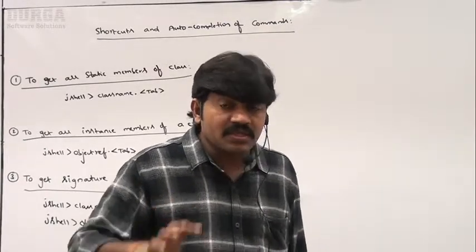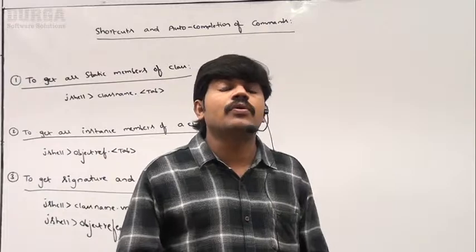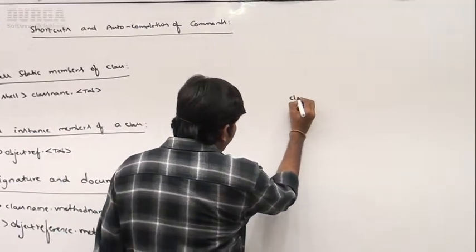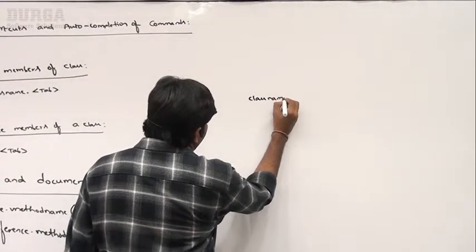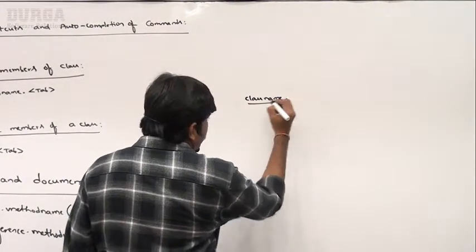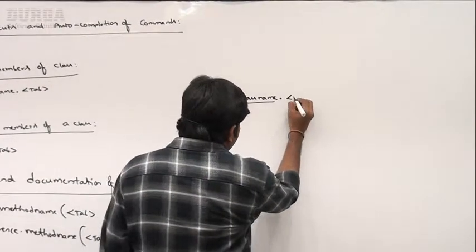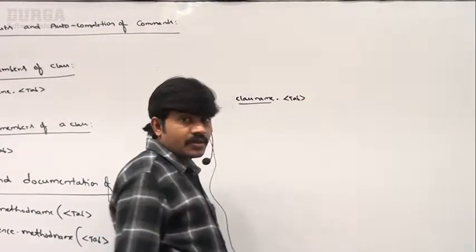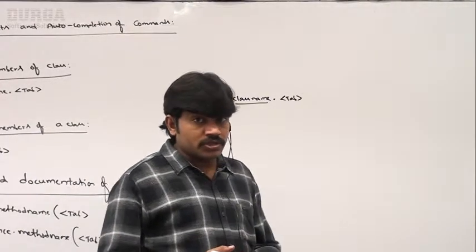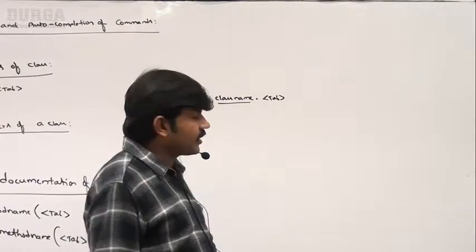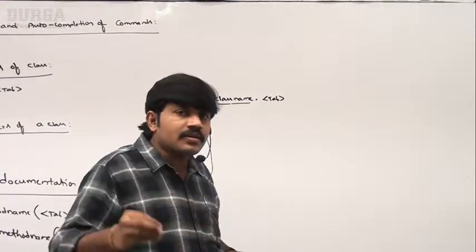What are the various available static members? I want to know. Then what is the way, sir? Very simple. If you want, specify the class name, dot, and just type tab. Are you getting it? Here in JShell, the most powerful mantra is nothing but the tab key. Remember that: class name, dot, tab.